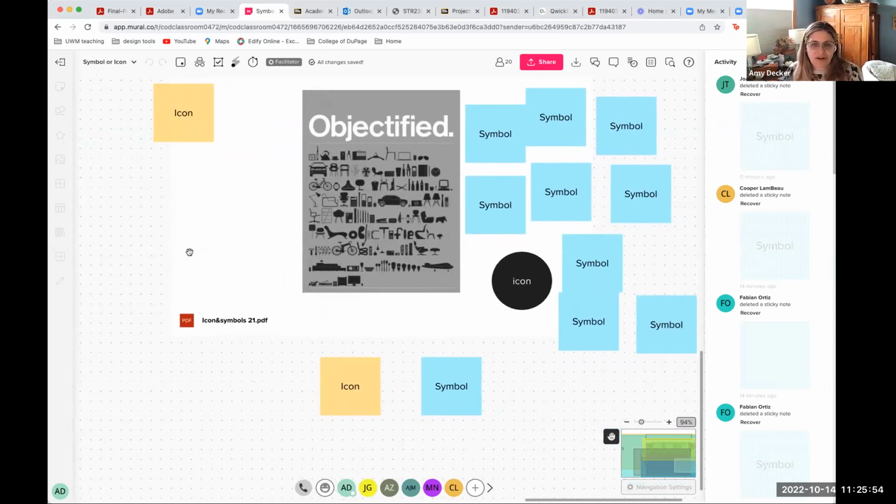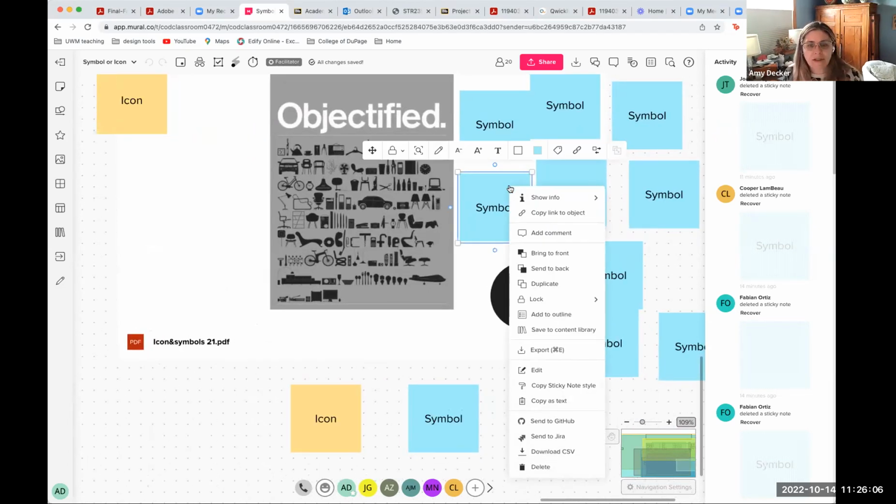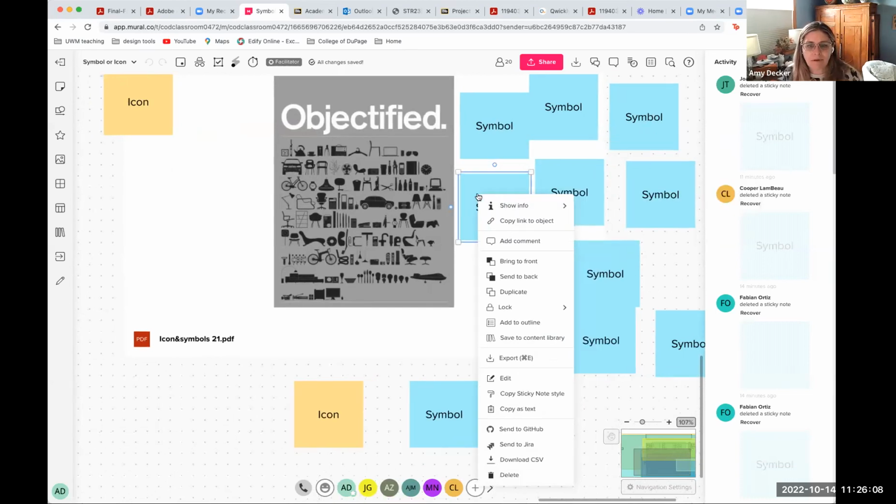Objectified poster. So here I have an overwhelming amount of you that chose symbol. Those of you who chose symbol, who would like to share why you chose symbol?